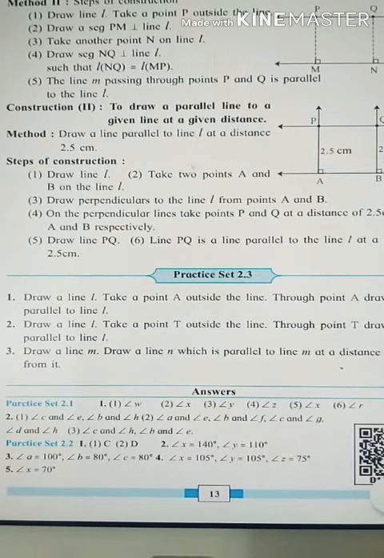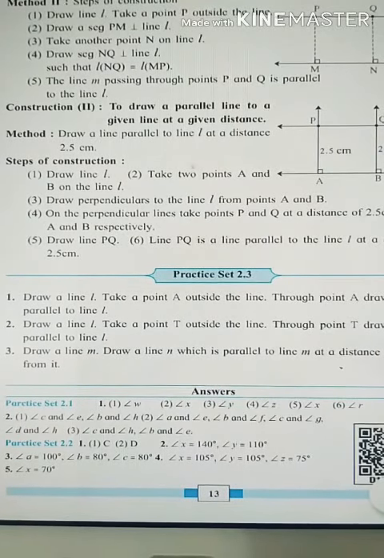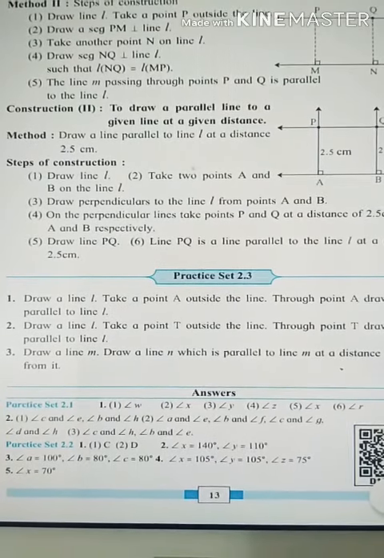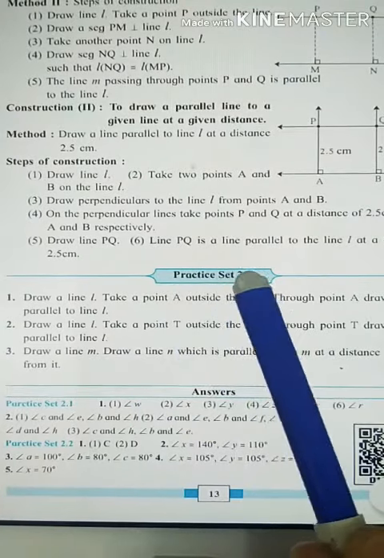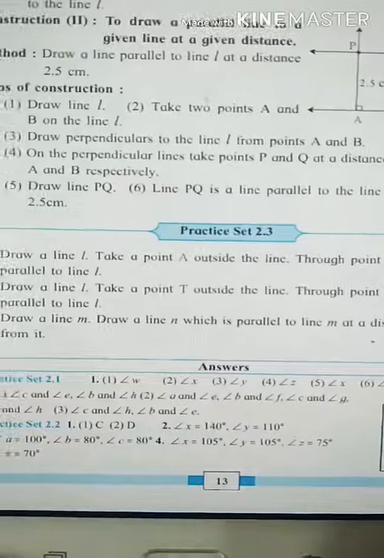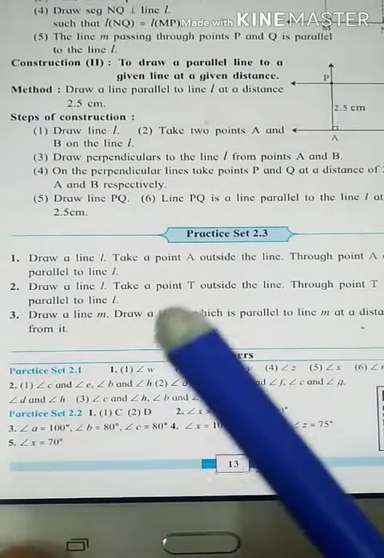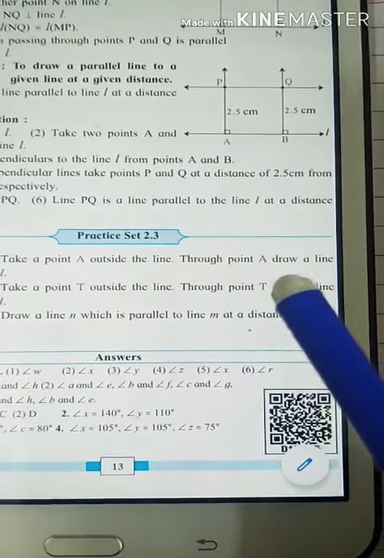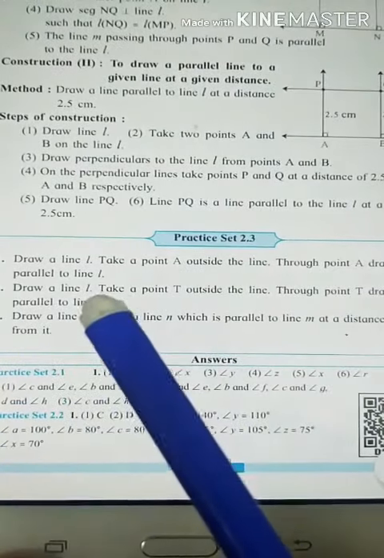Hello my dear students, as discussed in the previous class, I told you that we will be doing practice set 2.3, that is the construction. Let's go to the first sum, 2.3 first sum. You have the question: draw a line L, take a point A outside the line, through point A draw a line parallel to line L.